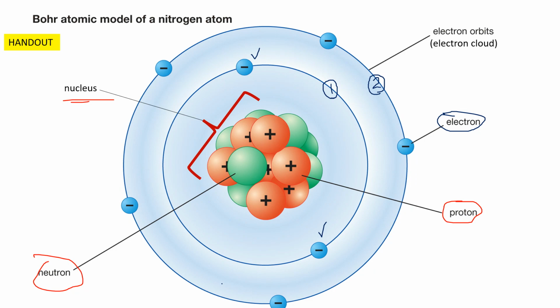Again, I'm not going to ask you to remember that for the test, but I need you to understand that these orbits are organized around the nucleus. Again, these electrons are not just thrown in this cloud willy-nilly. There's some organization to how these electrons are in this electron cloud.